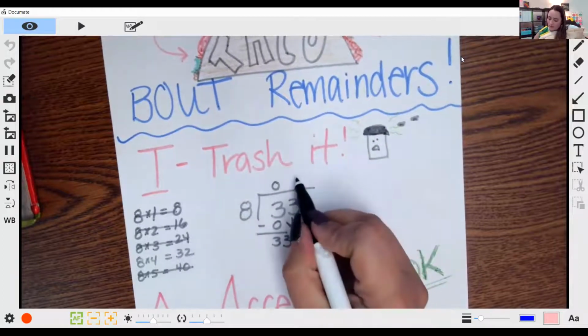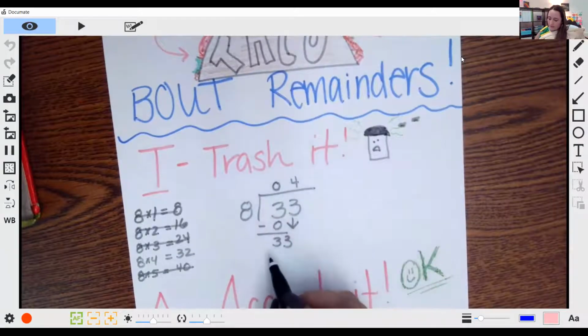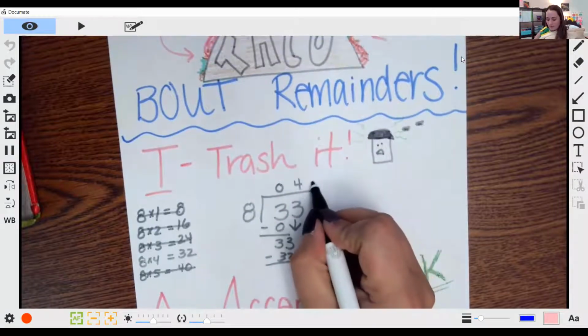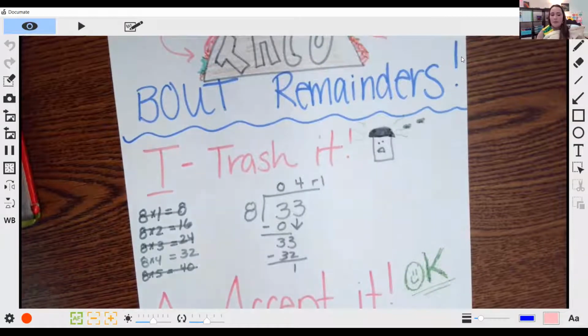So my 8's over here, I put the 4 up here. 8 times 4 is 32. Okay, and I get this remainder of 1. So let's think about this. The problem said, let's go back and I'm going to read it to you. If you were dividing 33 avocados into groups of 8 and you had a single left over, you could just trash it and say that each group had 4 avocados, okay? So in this example, we are actually going to just trash that remainder 1, and our answer would just be 4 avocados, okay?